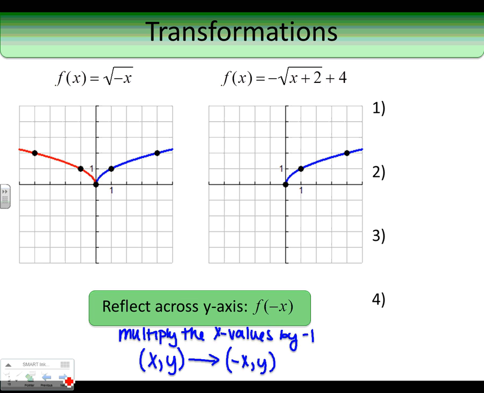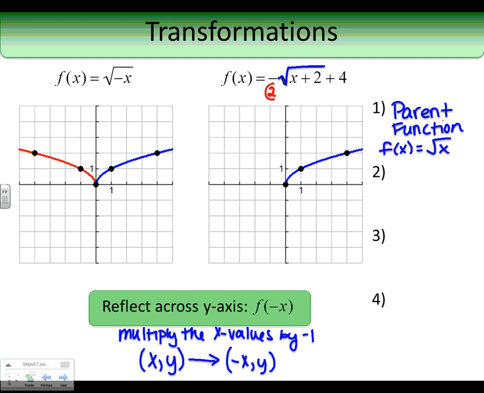Always start with the parent function, which I already have graphed. So you always need to know what the parent function is first, and in this case, it's f(x) equals the square root of x. So since our function has this square root in it, we know that our parent function was f(x) equals the square root of x.